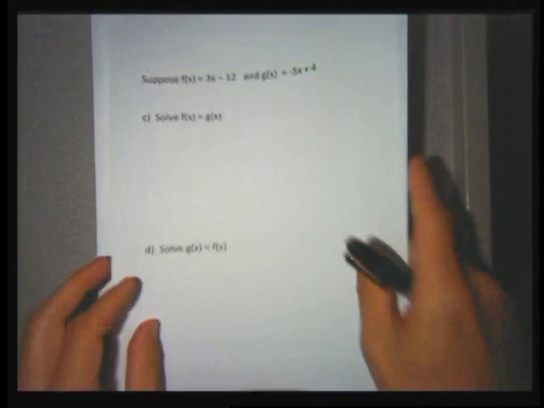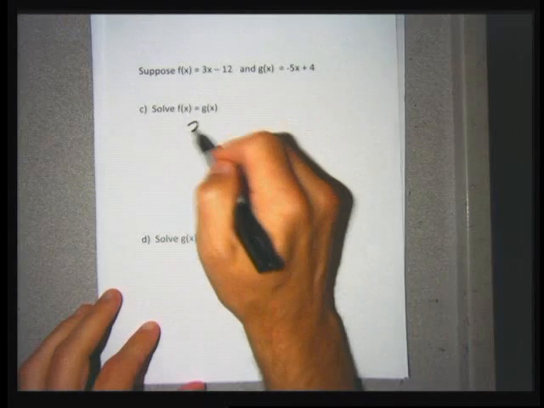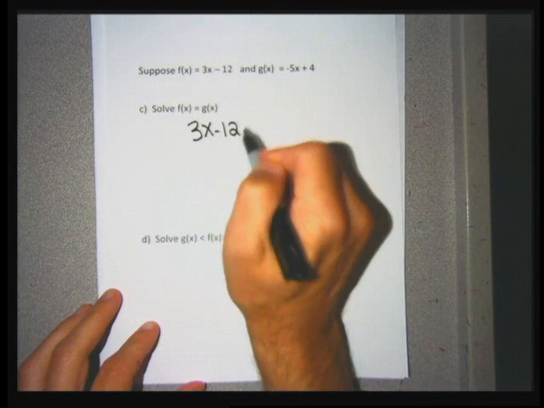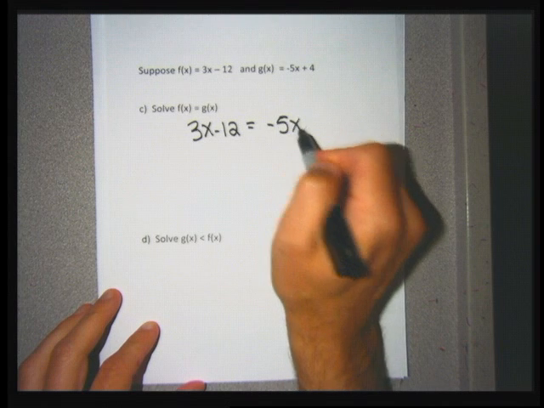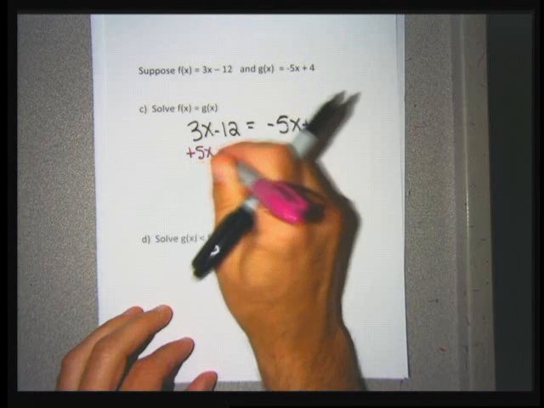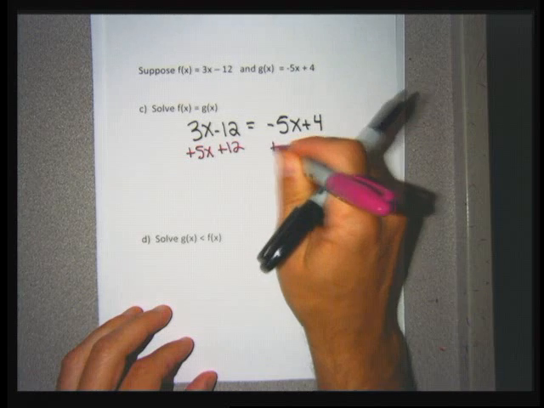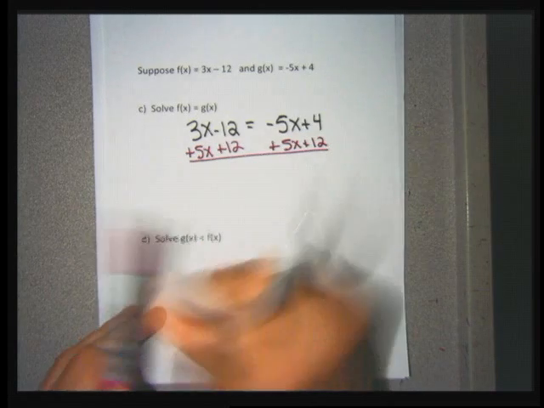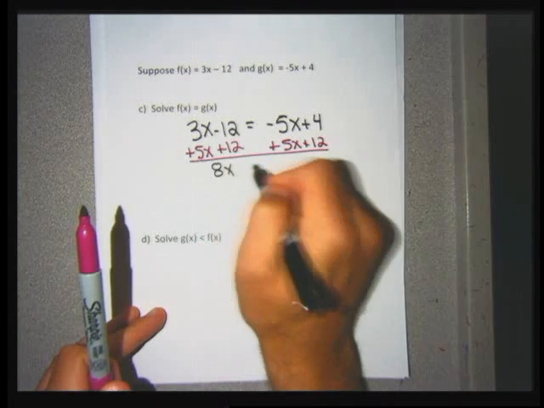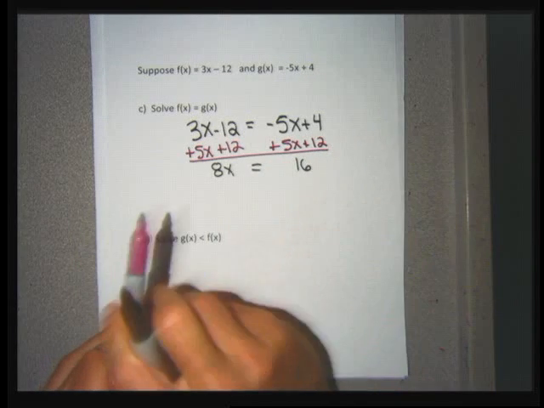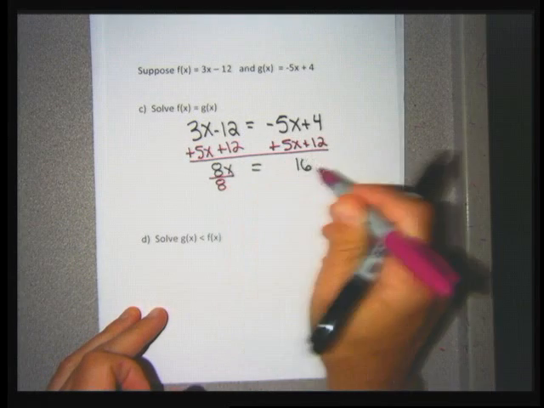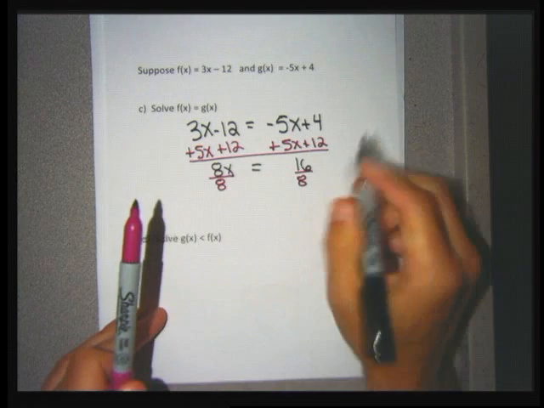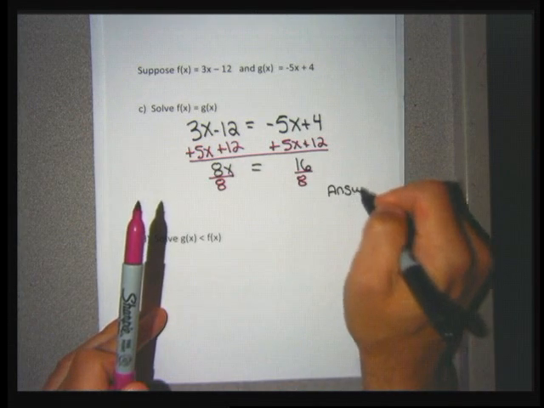For part C, it asks me to set the right-hand side of the f function equal to the right-hand side of the g function. So I'm going to set the 3x minus 12, which is the right side of the f function, equal to negative 5x plus 4, which is the right side of the g function. I'm going to add 5x and add 12 to both sides. When I do that, I'm going to get 8x equal to 16. To finish the problem off, I divide both sides by 8, and that will give me x equal to 2, which is my answer.